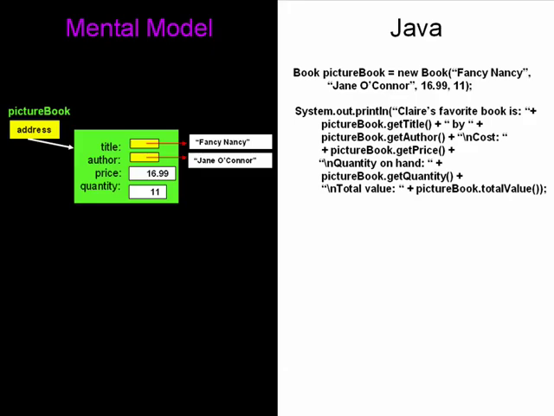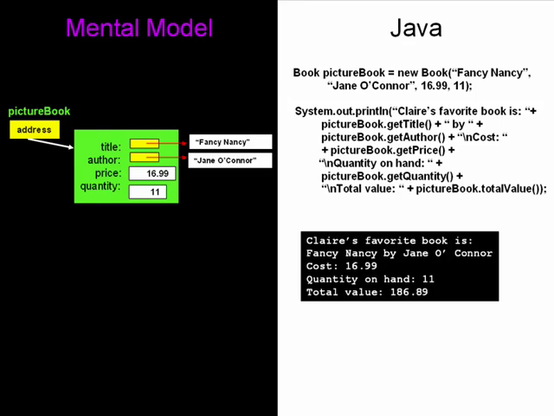And where this is useful, back to our book example again, notice that if we want to print the status of our object, that is if we want to print its title, author, price, and quantity, and total value in this case, then we have to call each of those accessor methods, getTitle, getAuthor, getPrice, and so forth.